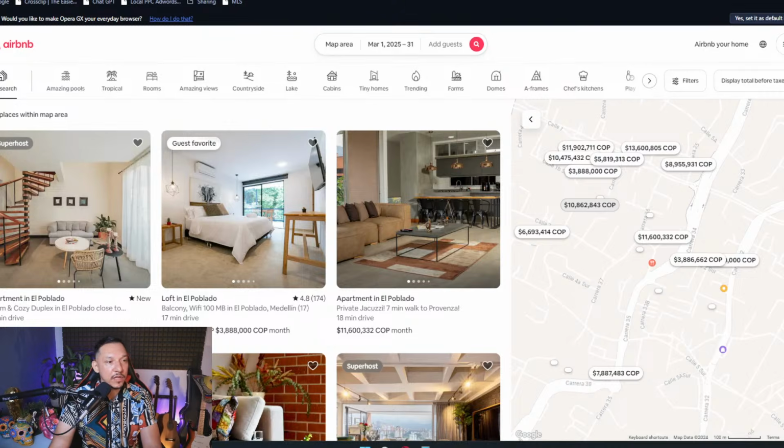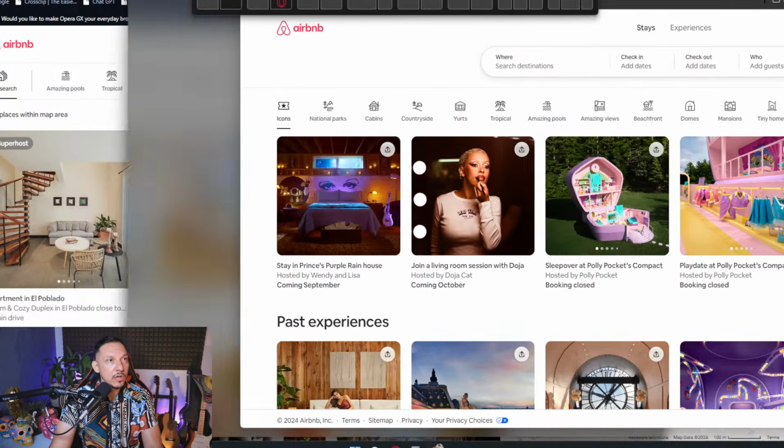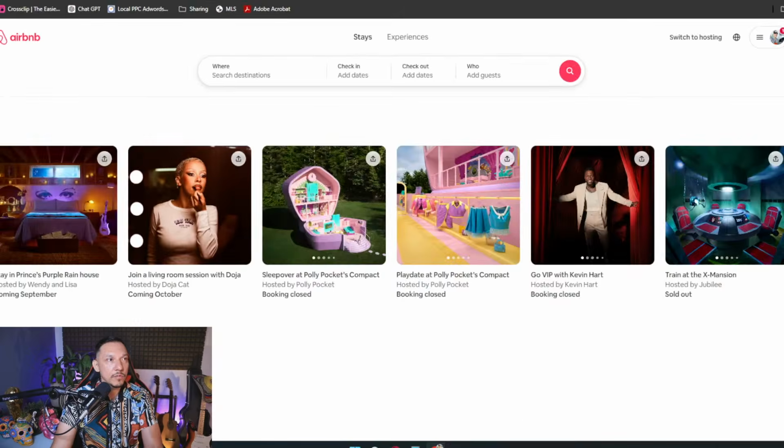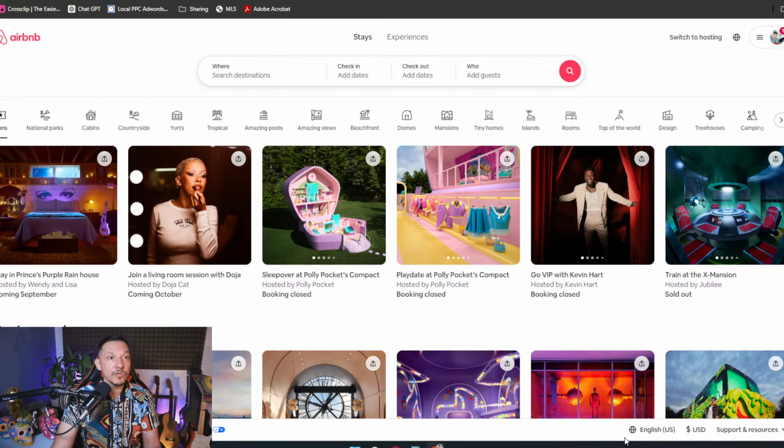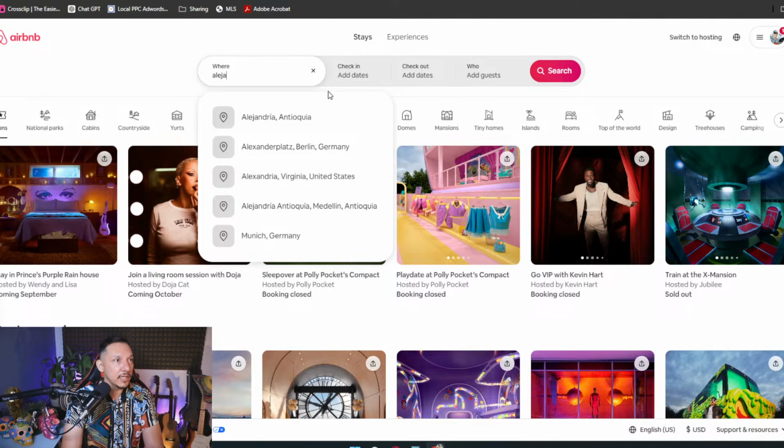I'd rather think in dollars because there's less fluctuation with the dollar. It's not because I'm entitled or whatever. It's just better for me to do it in dollars because there's going to be less fluctuation compared to the Colombian peso. I always try to think in pesos, but obviously for investment purposes and for consistency, I use dollars. Okay, Alejandría.